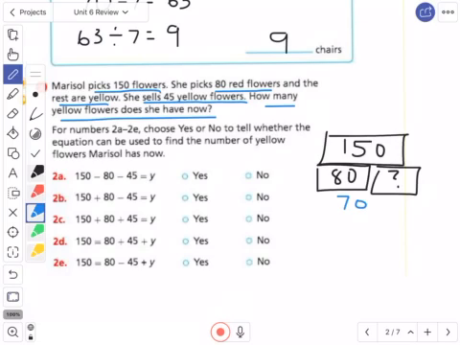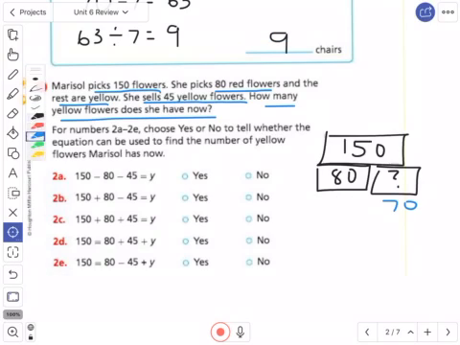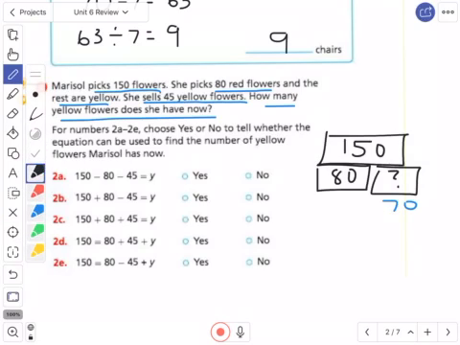I know it's going to be 70 left over, because if I think about it, 80 plus 70 equals 150. Then she sells 45 yellow. So 70 minus 45. I can't do 0 minus 5, so I do some trading: 6 tens, 10 ones. Okay, so she sells 45 yellows. Now she only has 25 yellow flowers left.